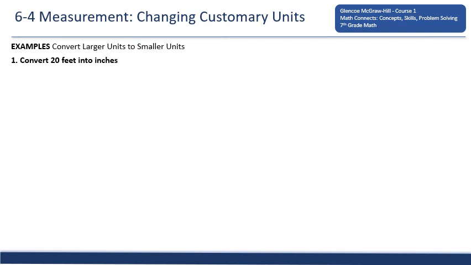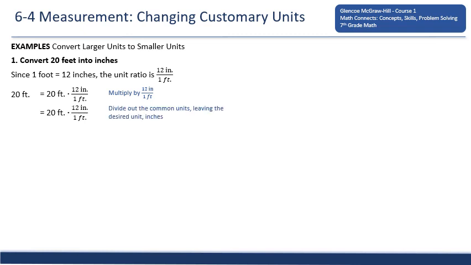Examples: convert larger units to smaller units. Convert 20 feet into inches. Since 1 foot equals 12 inches, the unit ratio is 12 inches per foot. 20 feet, we're going to multiply by 12 inches per foot. So we get 20 feet times 12 inches over 1 foot, and we will divide out the common units of feet, and then we get 20 times 12 inches equals 240 inches.